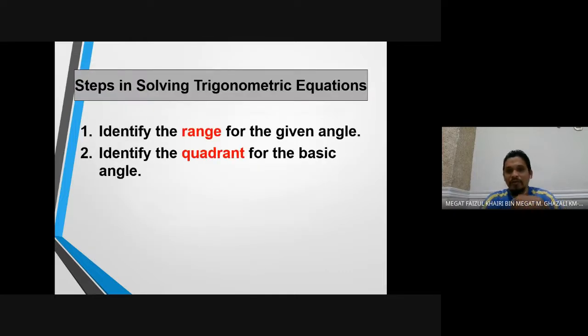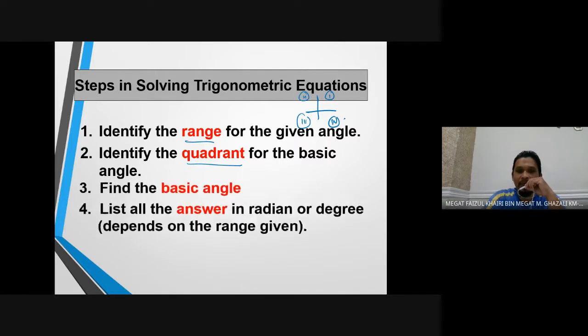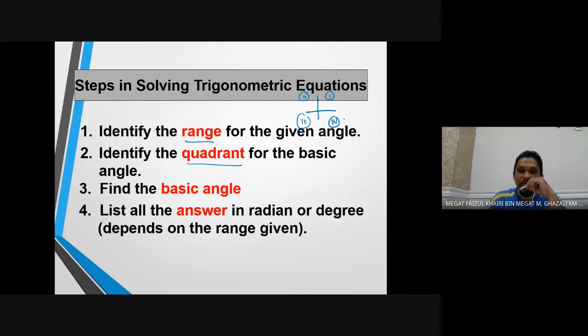Identify the range of the given angle and the quadrant of the basic angle. Look at the steps in solving a trigonometric equation. First, identify the range of the given angle, and then the quadrant. Quadrant means either quadrant 1, 2, 3, or 4. Find the basic angle and list the answers in radian or degree, depending on the range given.